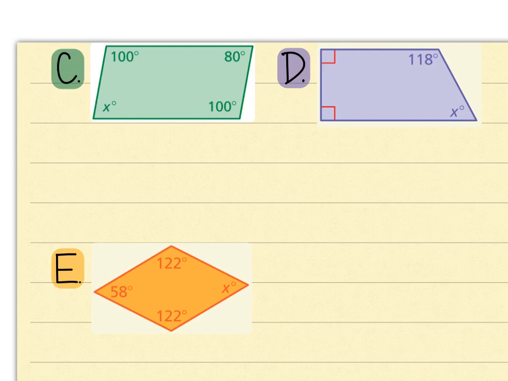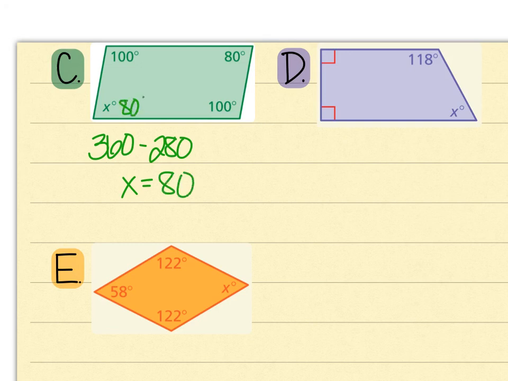All right, so in this one, we've got two 100-degree angles and an 80-degree angle. So we're going to do 360, the total degrees, minus away the 280 degrees we already have. And when you do that, we will have 80 degrees left over. So this is 80 degrees.